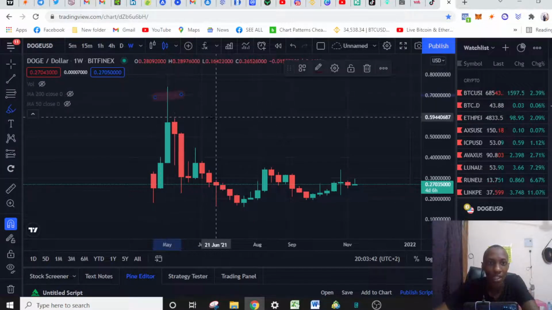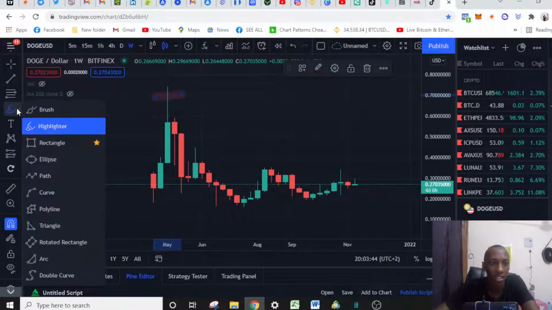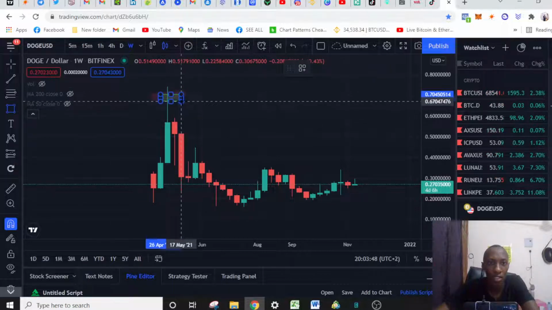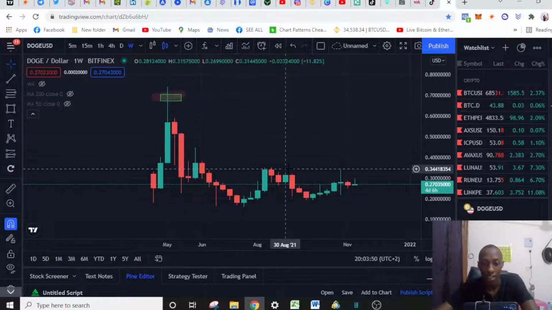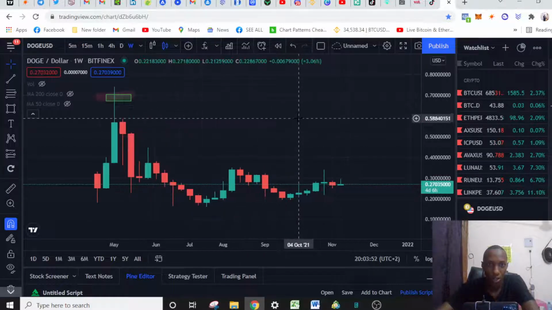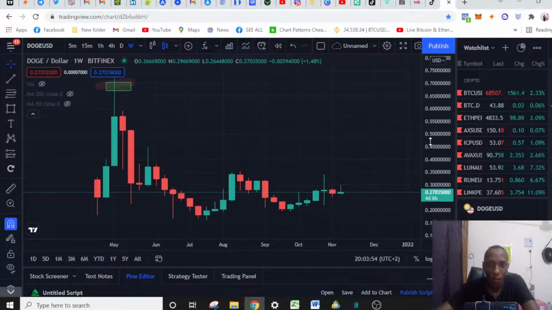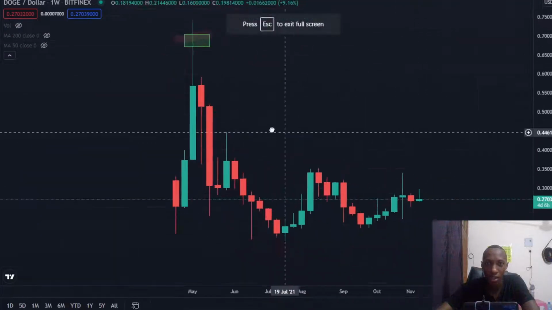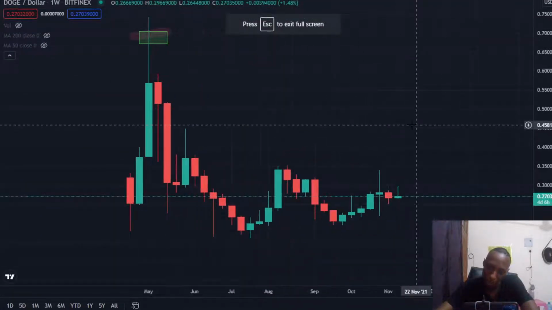I bought Dogecoin right there. I don't know if you can see that. Let me just have a look. I bought Dogecoin right here. That's why I bought Dogecoin. So you can see what happened to Dogecoin immediately after I bought it. Let me just expand this so that you understand what I'm talking about.